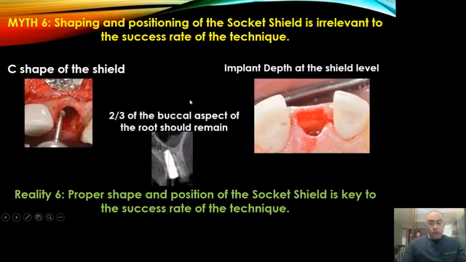So let's talk a little bit about the shield. It's important to know.